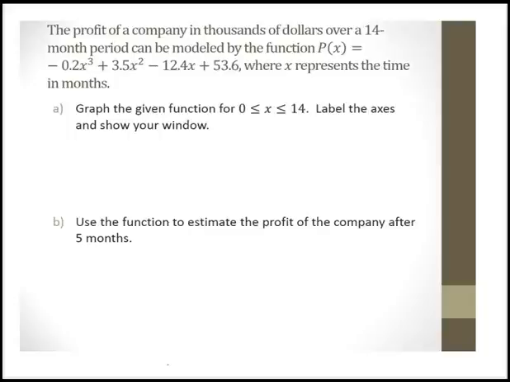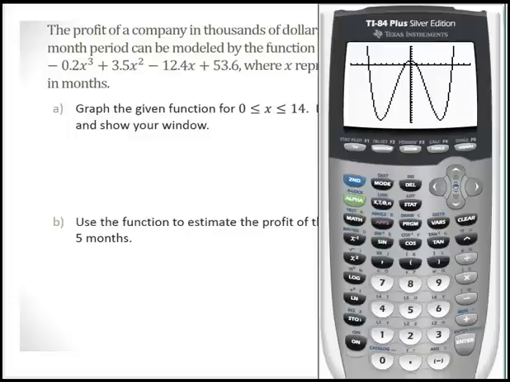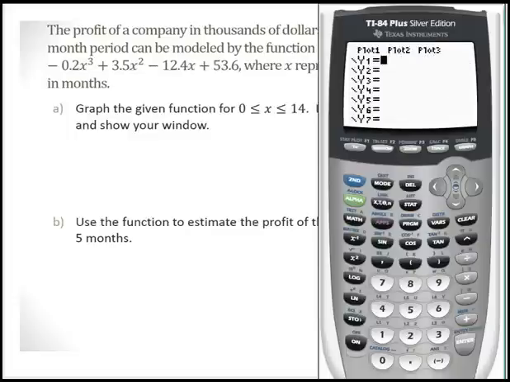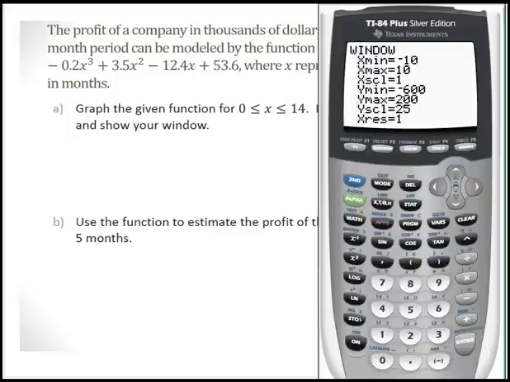All right, so let's bring up the calculator. I'll clear that out. Negative 0.2x cubed plus 3.5x squared minus 12.4x plus 53.6. We're told to graph this on 0 to 14. So 0 to 14 on the x's.